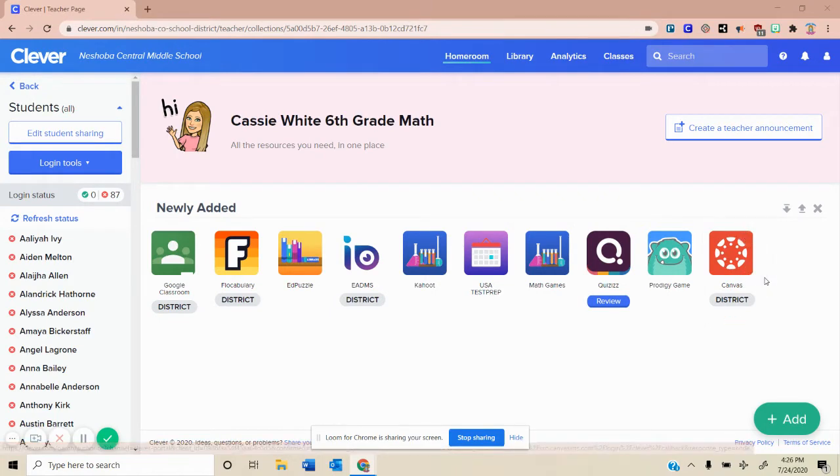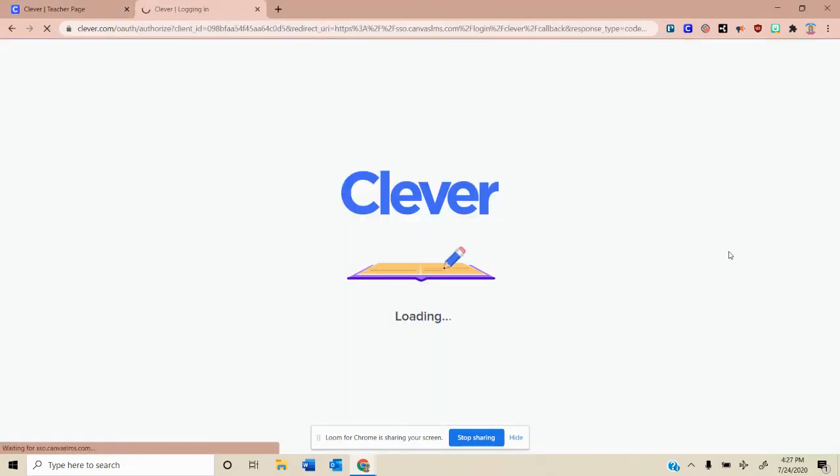They also have an app for your phone. It's called Canvas for Parents and Canvas for Students. So it would be very beneficial to put this on your phone, and then you don't have to have a computer to actually access it. So let's say we're going to go to Canvas. It's going to log us in.